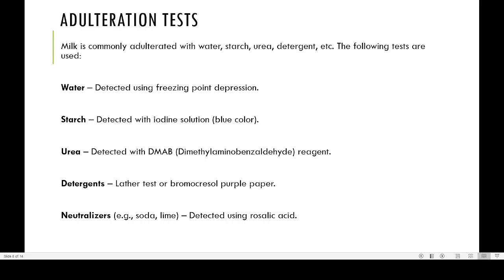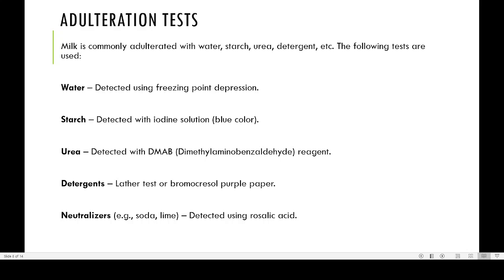The next one is urea. In case of urea, we are using DMAB, dimethyl amino benzaldehyde. Dimethyl amino benzaldehyde is the test used for that. So when urea reacts with the DMAB, that is one way.